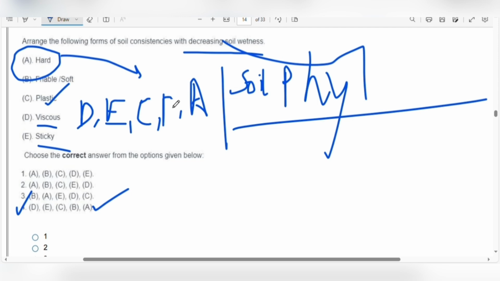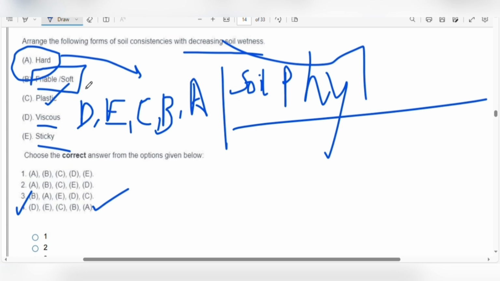Then we have B, friable or soft. Friable or soft consistency is the perfect consistency for tillage operations and all other operations, which is having just the right amount of moisture to support plant growth. And hard or harsh is the extreme lack of moisture, extremely low moisture content in the soil, where the soil is in a big cohesive chunk of clay particles and it is very hard to break. That is why it is called hard or harsh.